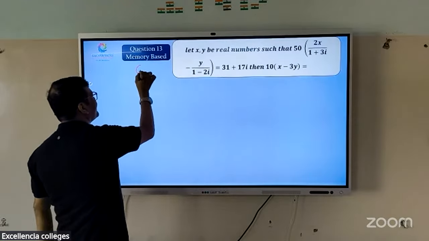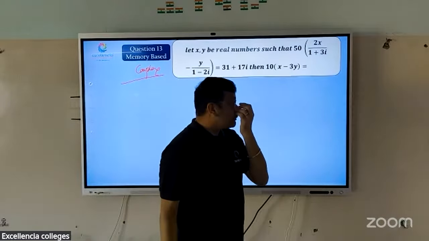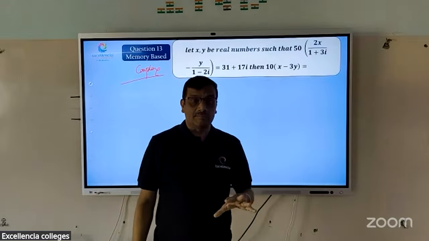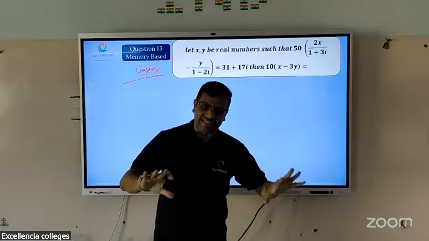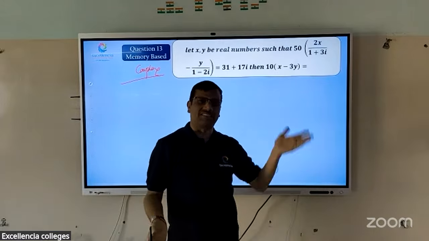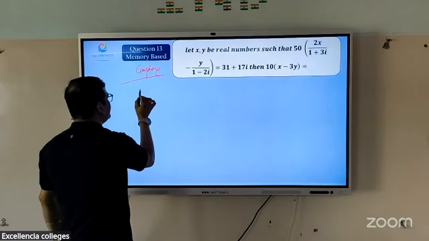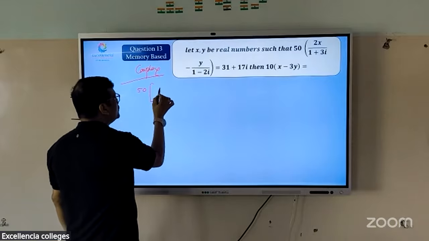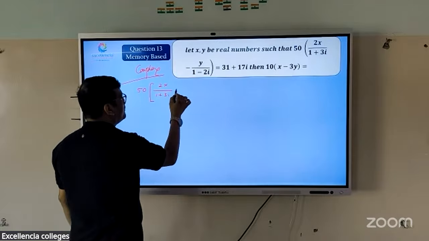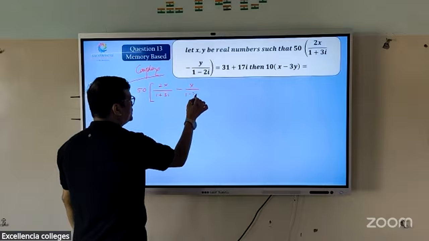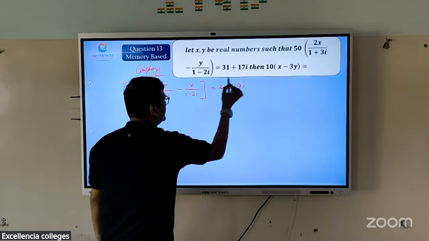Complex number. Today the students were asking how questions based on complex numbers will come. If you're not understanding anything, put Z as a complex number with a real part and an imaginary part. So I take it as 50 into 2x by 1 plus 3i minus y by 1 minus 2i is equal to 31 plus 7i.